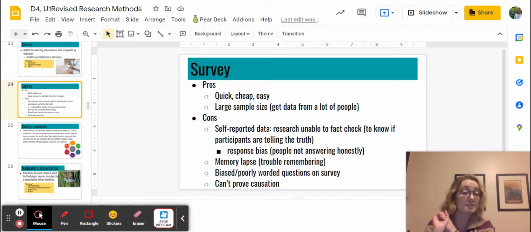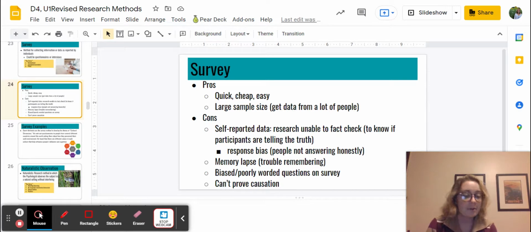So you can get really large sample sizes, which we talked about, and being able to generalize to the greater population. That's awesome because you have data from a lot of people from a variety of backgrounds. So you can generalize better. It's really quick and easy to do. It's also cheap. You don't have to pay much money to send out a survey, especially if it's online.